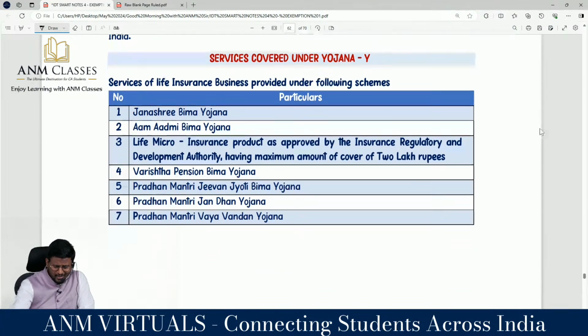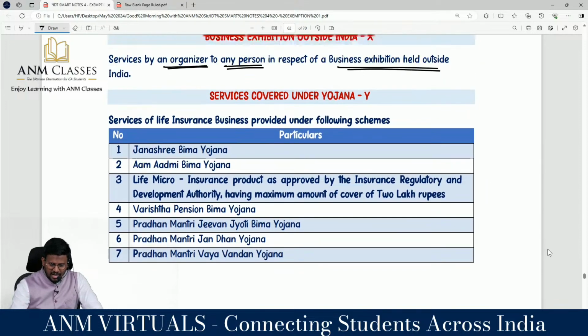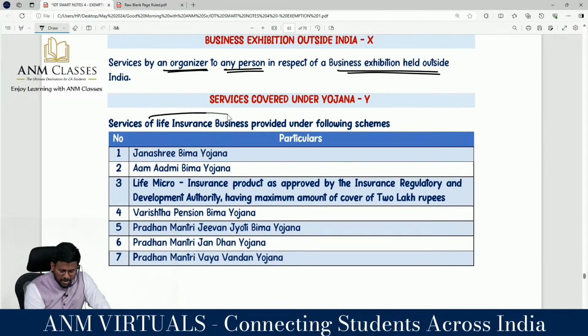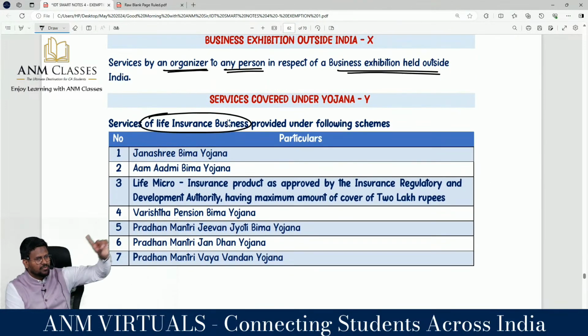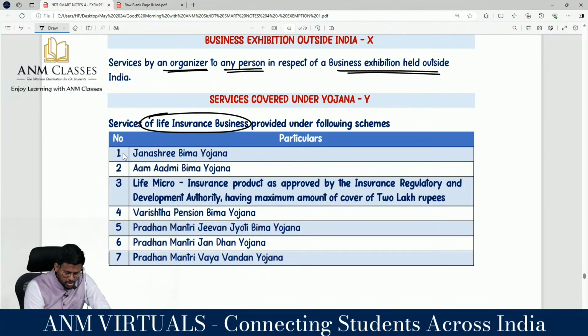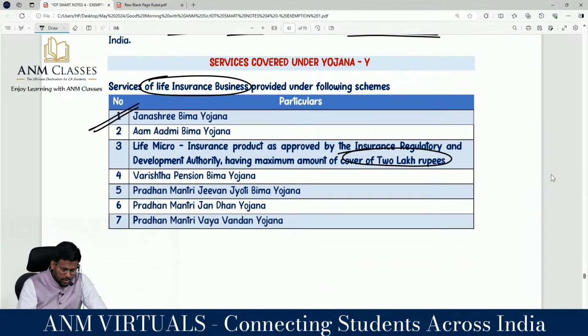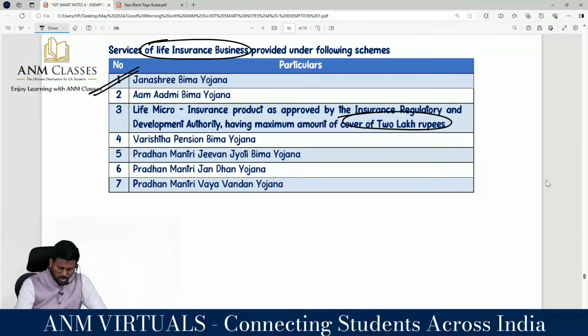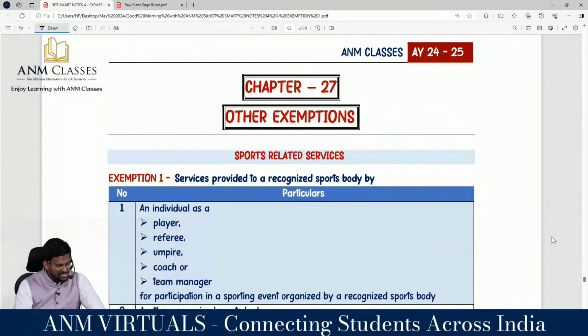We know that anything ending with Yojana is exempt from GST. Service of life insurance business, which we have done in insurance itself, provided under the following schemes: Jan Shri Bima Yojana, Aam Aadmi Bima Yojana, life micro-insurance products approved by the IRDA having a maximum cover of 1 lakh, 2 lakh, Varishta Pension Bima Yojana, Pradhan Mantri Jeevan Jyoti Bima Yojana, Pradhan Mantri Jan Dhan Yojana, Pradhan Mantri Vaya Vandana Yojana. These are all exempt from GST, right?